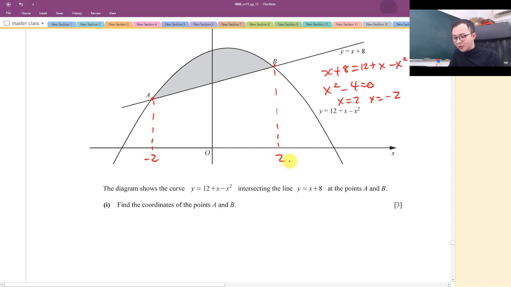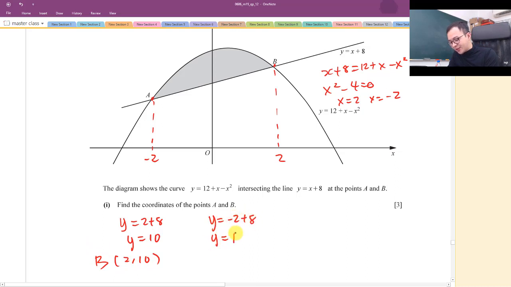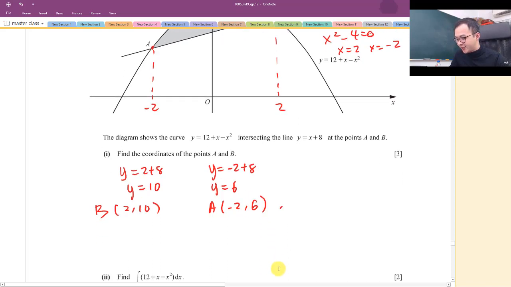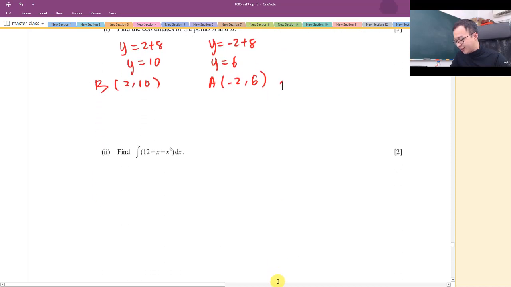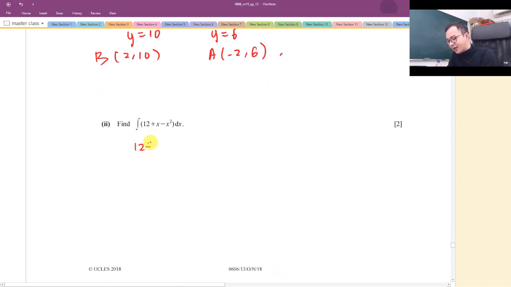They asked about coordinates, so we need x and y, so I will sub back into here. When x equals 2, 2 plus 8, y equals 10. So I have (2, 10), which is my B here. When x is negative 2, negative 2 plus 8, y equals 6. So I have my A equals (negative 2, 6). Alright, I can get the coordinates easily. And then integrate this thing: I get 12x plus x squared over 2 minus x cubed over 3 plus c.